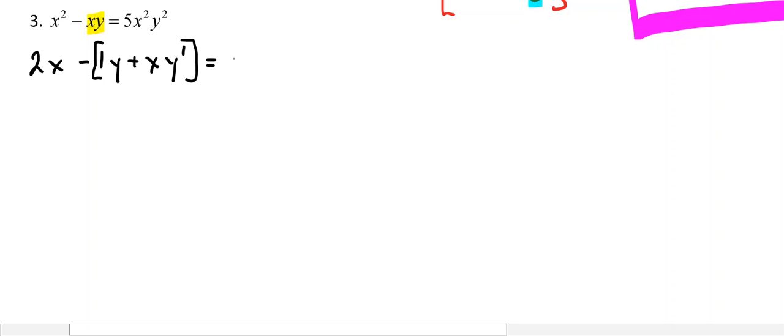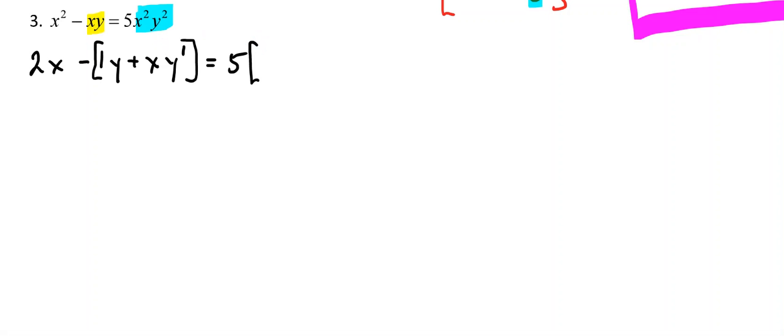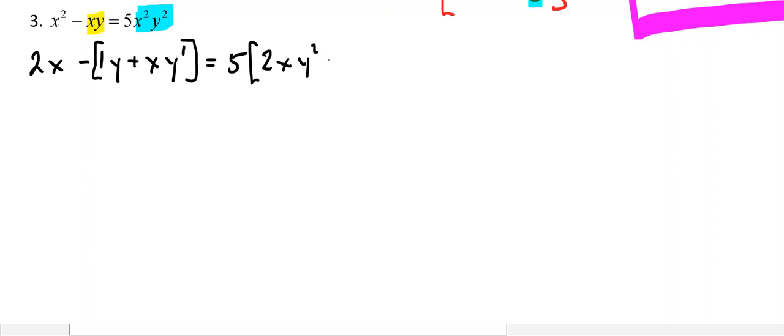Equals 5 times, now we have the product rule here as well. So again, without writing it all out, I'm going to simply take the derivative of my f, which would be 2x, times my g, which would be y squared, plus my x, which is x squared, times the derivative of y squared, which would be 2y, y prime. And so now we have y primes here and here. And so we have to clean this up quite a bit and solve it for y prime.